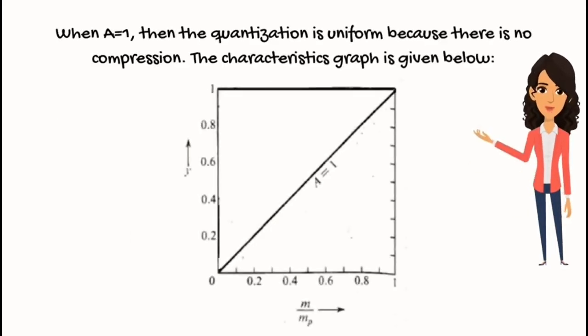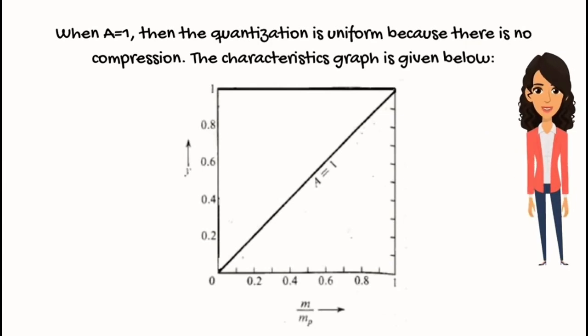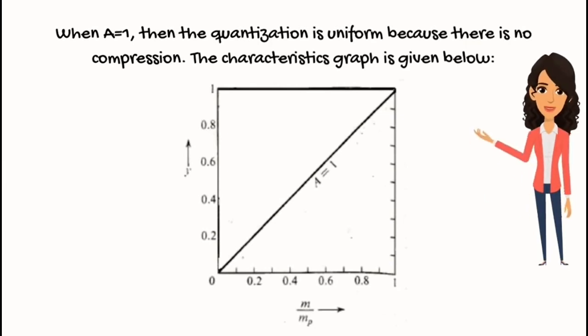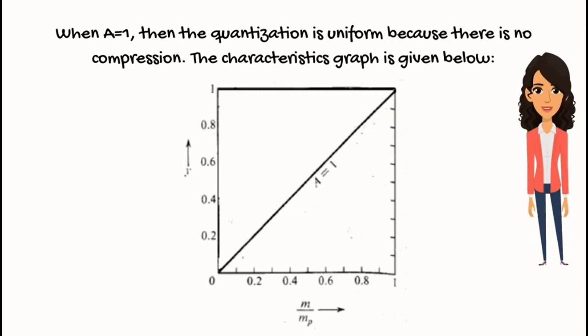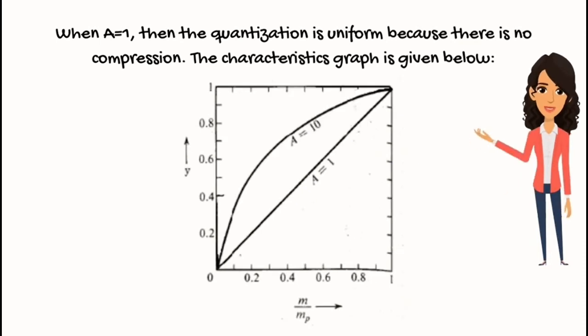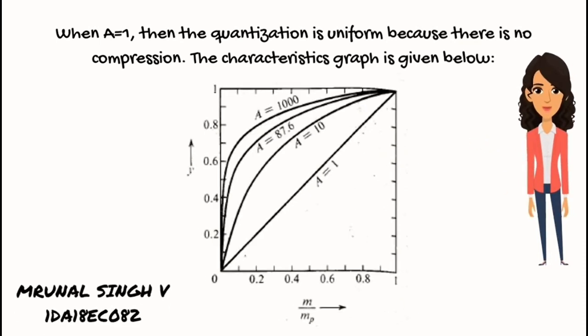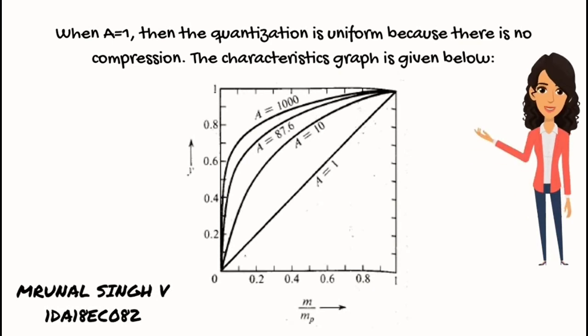When A equals 1, then quantization is uniform because there is no compression. The characteristic graph is given below. This graph shows that if the compression parameter A is higher, then the input signal is more compressed.